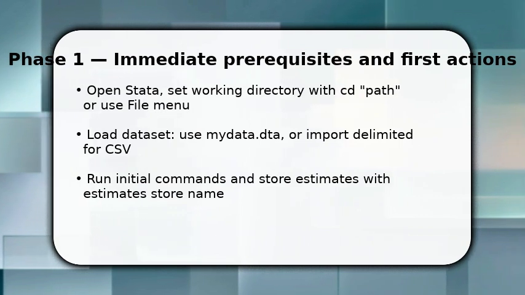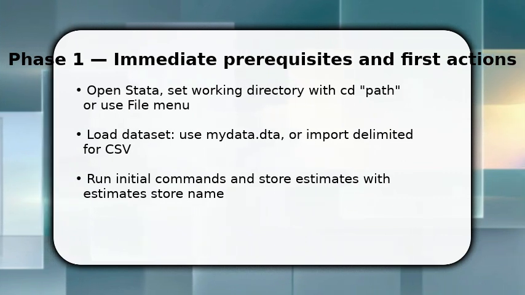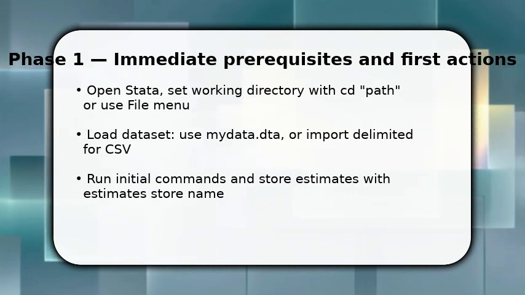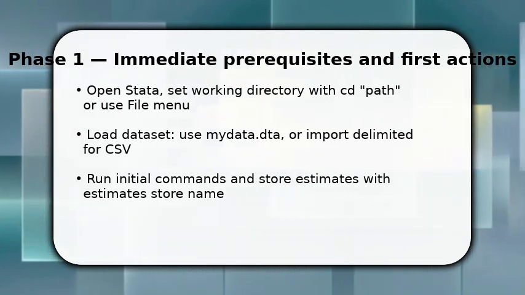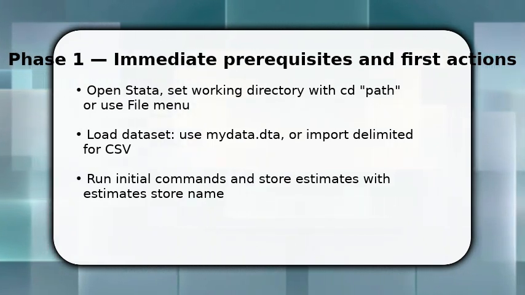Once you have results, store estimators with estimate store or save key variables to a new dataset using preserve and keep. This ensures you have a reproducible snapshot. Save intermediate output files early so you can return to a known state without rerunning everything.